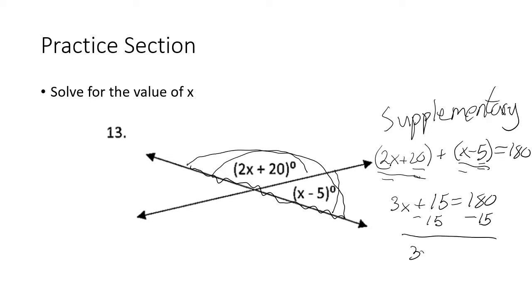That gives me 3x equals 165. I divide by 3, and that gives me x equals 55. That is not the angle measure, that is simply what x is, and that's all it asked for. It said solve for the value of x.